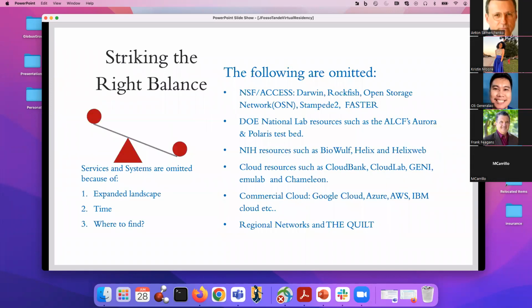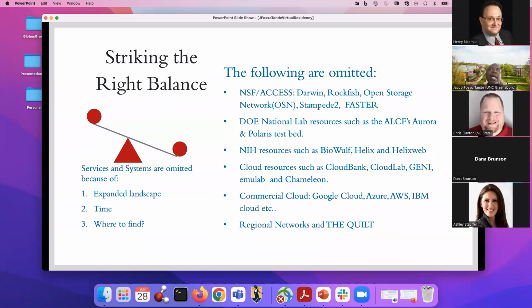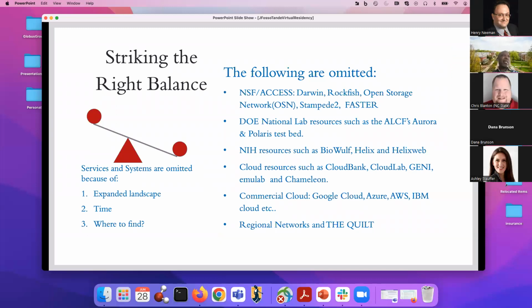Because of the expanded landscape and the limited time that we have, we'll have to strike a balance and only touch on a few systems, as I said initially. We'll focus on where to find those systems because of this limitation. So I won't be able to cover some of the systems: NSF ACCESS, Darwin, Rockfish, Open Storage Network, Stampede 2, FASTER. There are many more. Or the Department of Energy Lab resources.